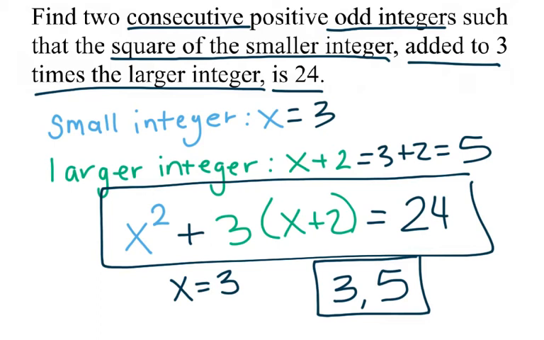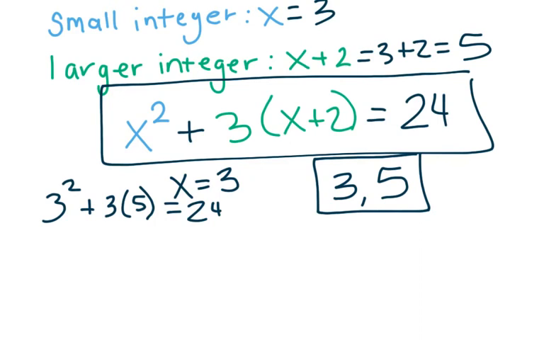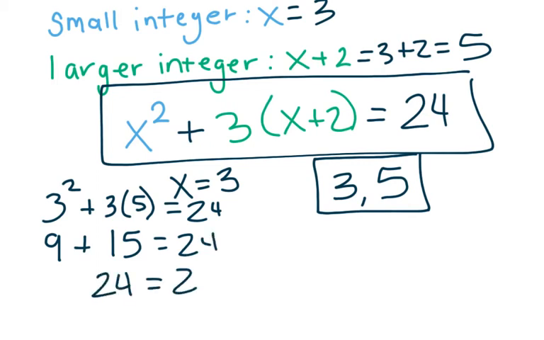The square of the smaller, so 3 squared, added to 3 times the larger is 24, and let's just make sure that that makes sense. So 3 squared is 9, 3 times 5 is 15, 9 plus 15 is 24.